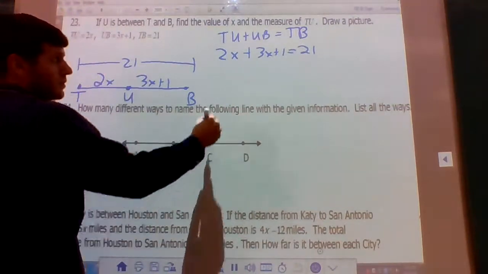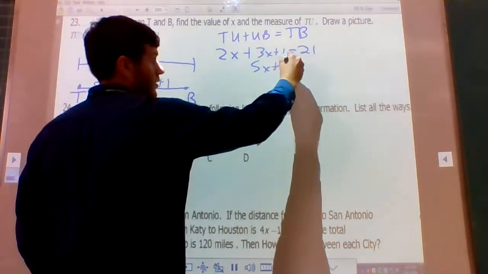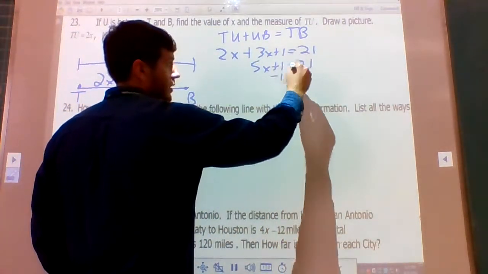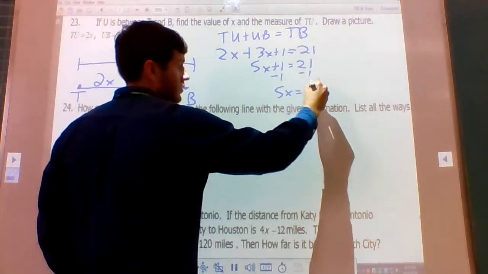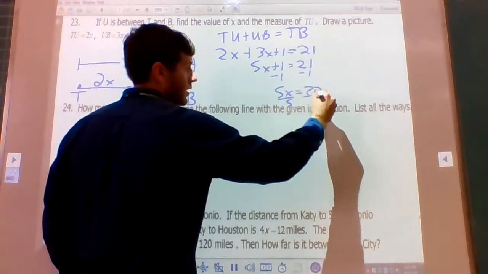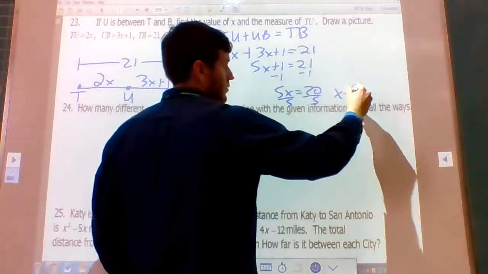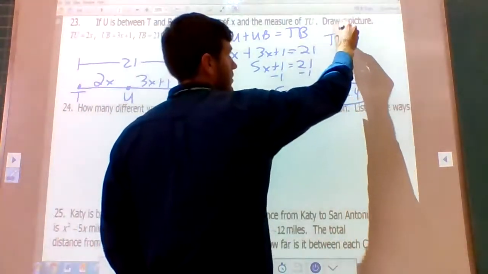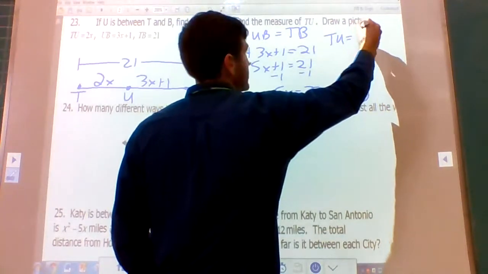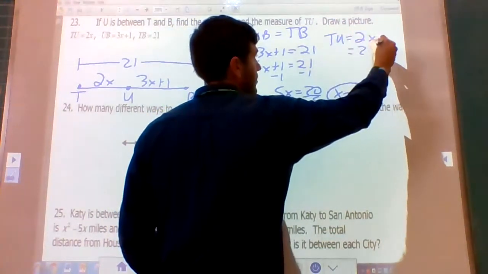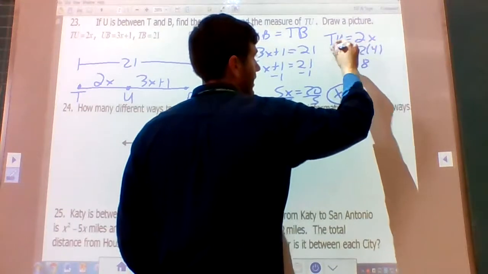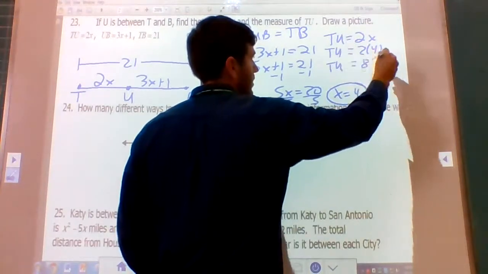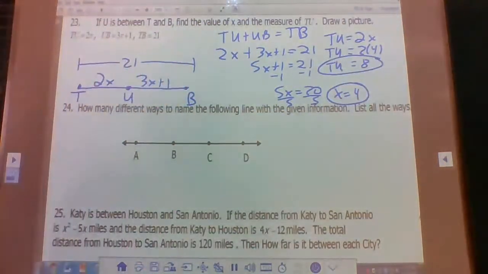Combine like terms, 5x plus 1 equals 21. Subtract 1, 5x is going to be equal to 20. Divide by 5, x is going to be equal to 4. Okay, then it also wants TU. So TU is going to equal 2x, which is 2 times 4, which is 8. So TU is going to be 8.